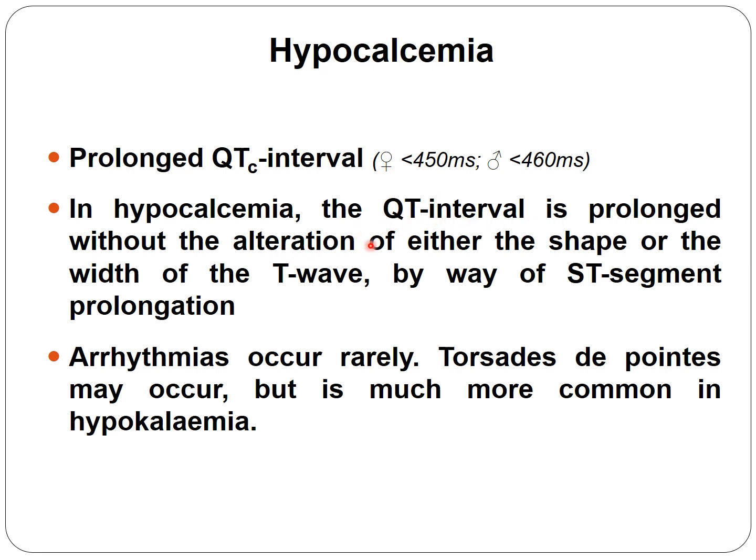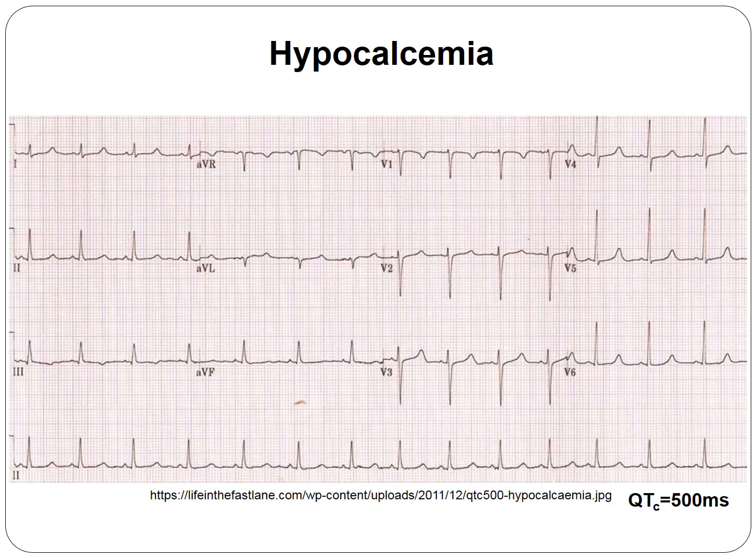In hypocalcemia, the QT interval is prolonged without alteration of either the shape or the width of the T wave, but the ST segment is prolonged. Arrhythmias occur rarely. Torsades de pointes may occur, but this is much more common in the next tracing.